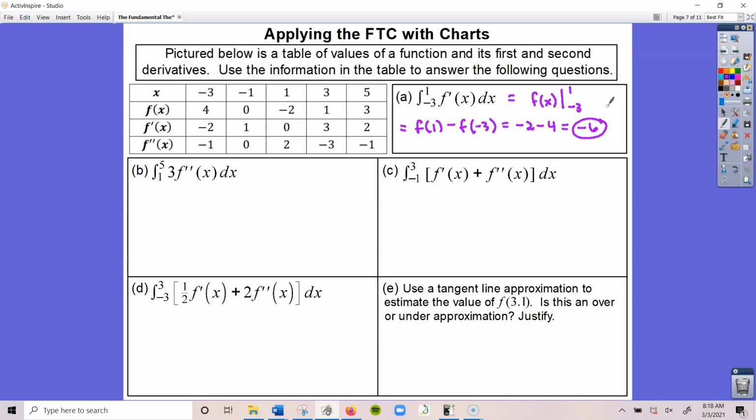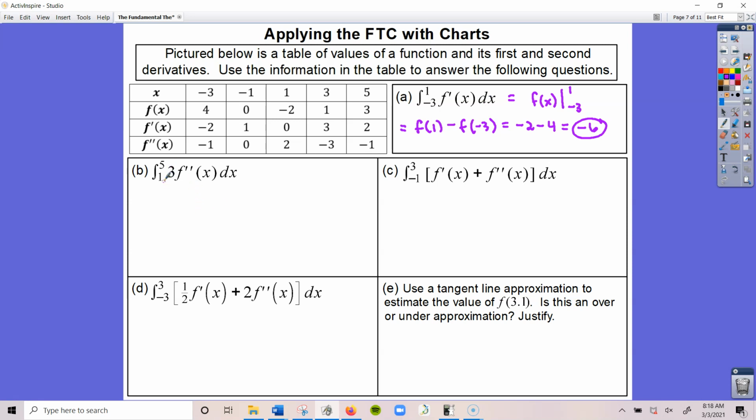Whenever you're evaluating using the FTC, and especially with function notation, make sure that you write the function with those numbers inputted before you substitute with the actual values from your chart. This shows the reader that you know what you're doing, and it also allows you to check your work in case maybe you plug in wrong numbers. You know exactly what you need to look for in your chart.